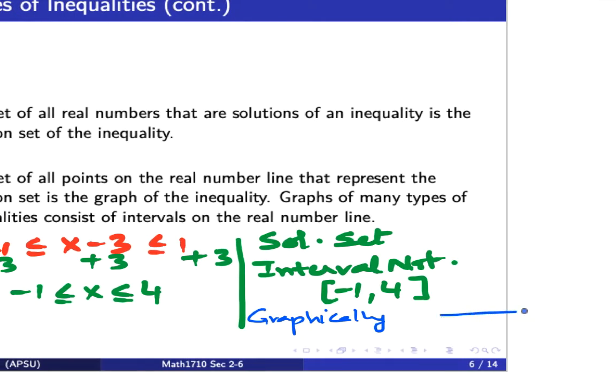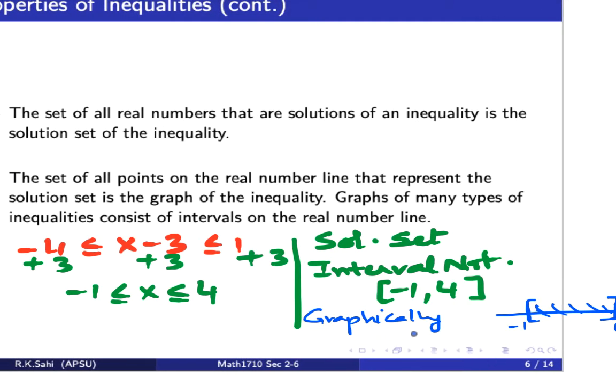Graphically, we will just simply draw a real number line and eyeball -1 and 4. Now, because -1 and 4 are included, you use the square brackets to show that they are included, and then you just simply shade, draw some lines. This is the solution set for the problem we just looked at. So that's a graphical representation, and this is the interval notation. It means all real numbers between -1 and 4 will satisfy this inequality.